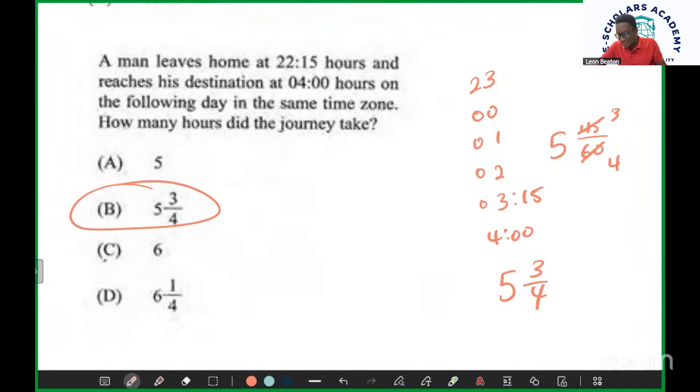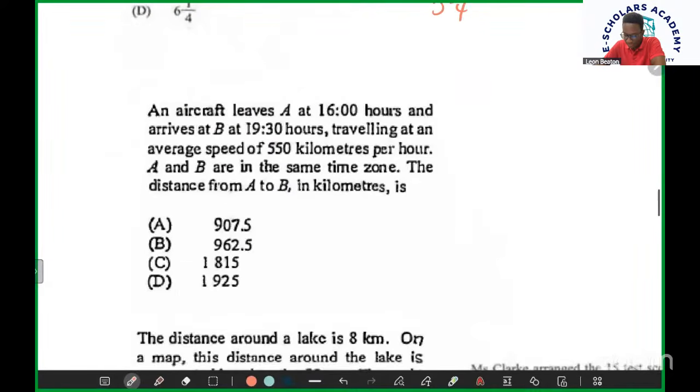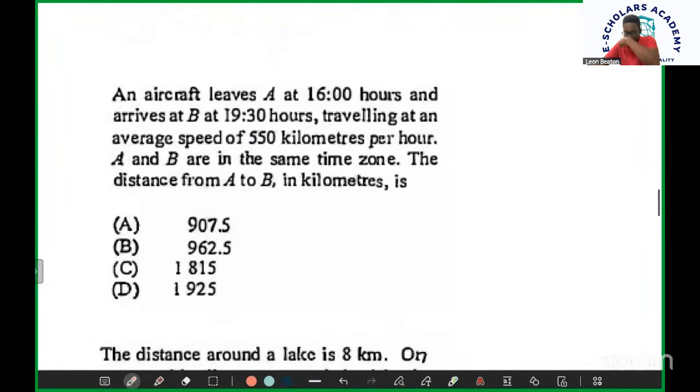All right. And this is 23:15, 0:15, 1:15, 2:15, and then 3:15, and then we want to reach a 4 o'clock, so we gotta add on another 5 minutes. So 5 over 60. So B there. Another similar question. You see how all these questions got variation? All right.